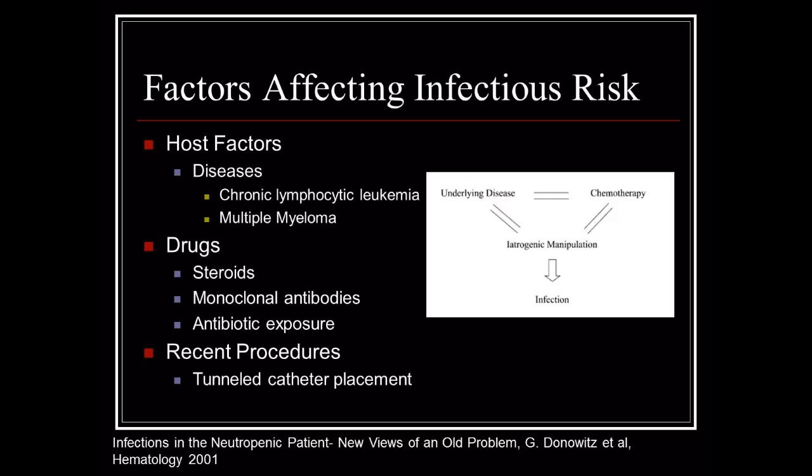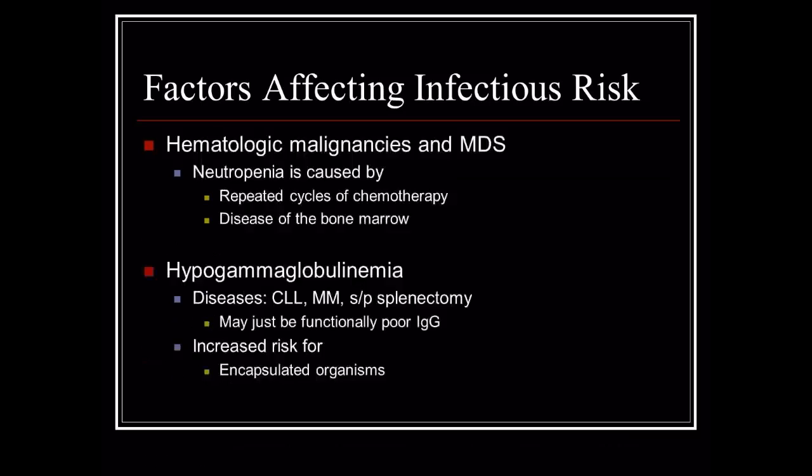This is just a graphic talking about the interplay between underlying disease, chemotherapy, iatrogenic manipulation leading to your risk factors for infection. A different perspective is looking at heme malignancies and MDS. Why do you have neutropenia? Whether it is because you've been pounding the bone marrow with chemotherapy, or there's actually disease of the bone marrow not allowing for any new cells to go out.